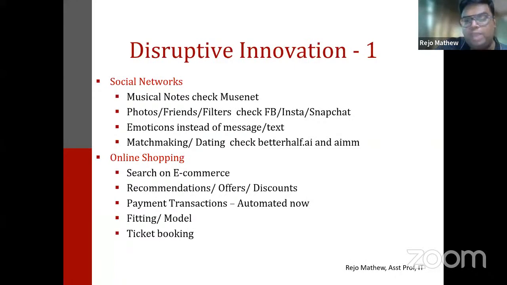Also, most of the AI algorithms are used in social media websites like Instagram, FB, Snapchat, where you can decide how to filter, how to find friends, how to make groups, how to change the photos and all. And also, because AI is being used more nowadays, instead of text, people prefer emoticons or emojis based on the different emotions. That's why we use emoticons more.